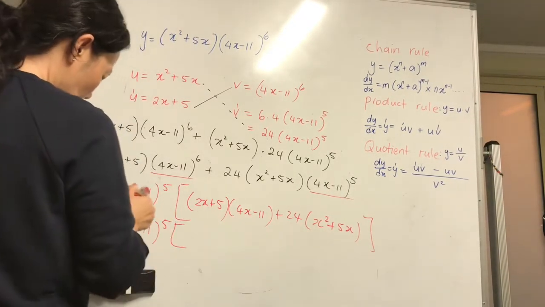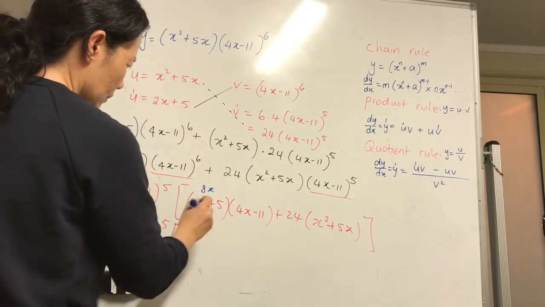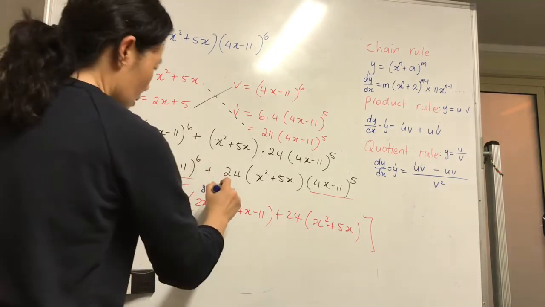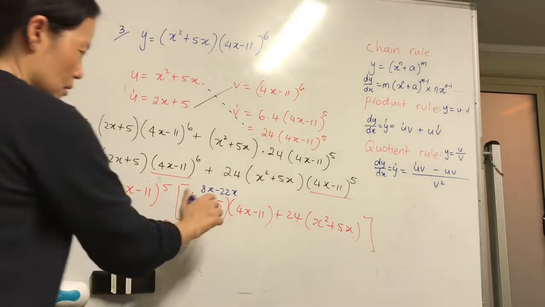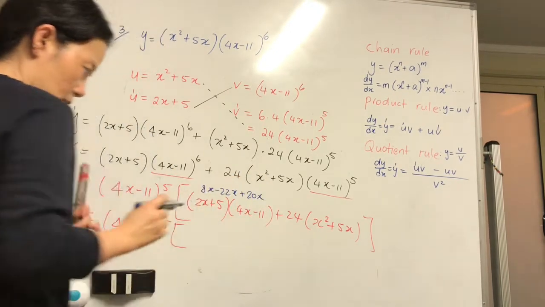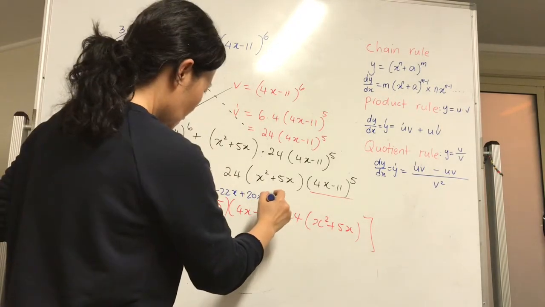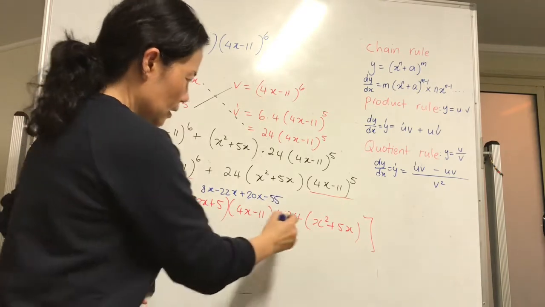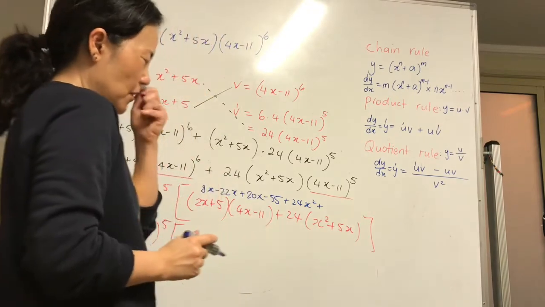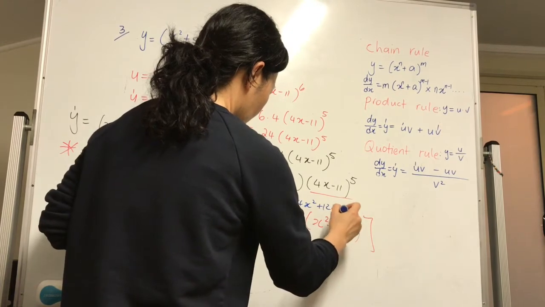So let's expand this one. What would that be if I expand this one? Let's do it together. 8x minus, what's 2x times minus 11? 22x, plus 20x. It's okay, you're not doing anything wrong. Say it a little bit louder. What's 5 times 11? 55, minus 55. And this one plus 24x squared plus, what's 24 times 5? 120.